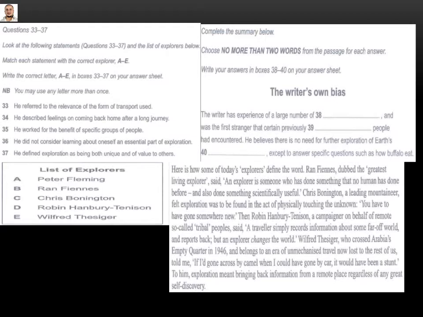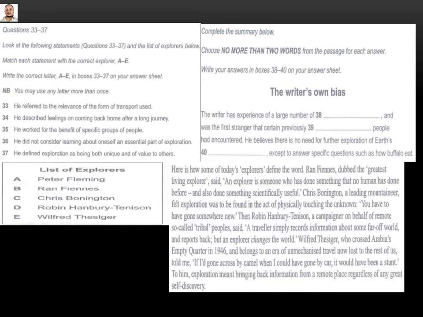Pay attention. After that, we have Robin Hanbury-Tennyson, a campaigner on behalf of remote so-called tribal peoples, said, "A traveler simply records information about some far-off world and reports back, but an explorer changes the world." So in this case, 35, he worked for the benefit of specific groups of people.